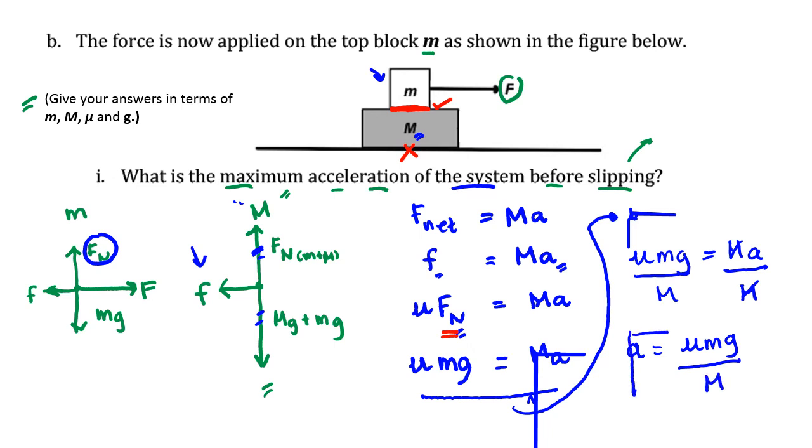And this is my maximum acceleration if the force is applied on the smaller block that is placed on top of the bigger block. The maximum acceleration of the system before the two blocks would slip from each other.